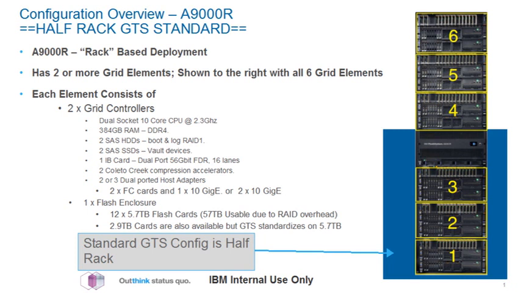Each of the elements consists of 2 grid controllers and 1 flash enclosure. Configurations are outlined on the slide. Pretty straightforward. You can see that there is an InfiniBand card in there, dual port, 56 gigabit, full data rate, 16 lanes, 2 compression accelerators, and 2 or 3 dual ported host adapters. The standard config is 2 fiber channel cards and 1 10 gig E.